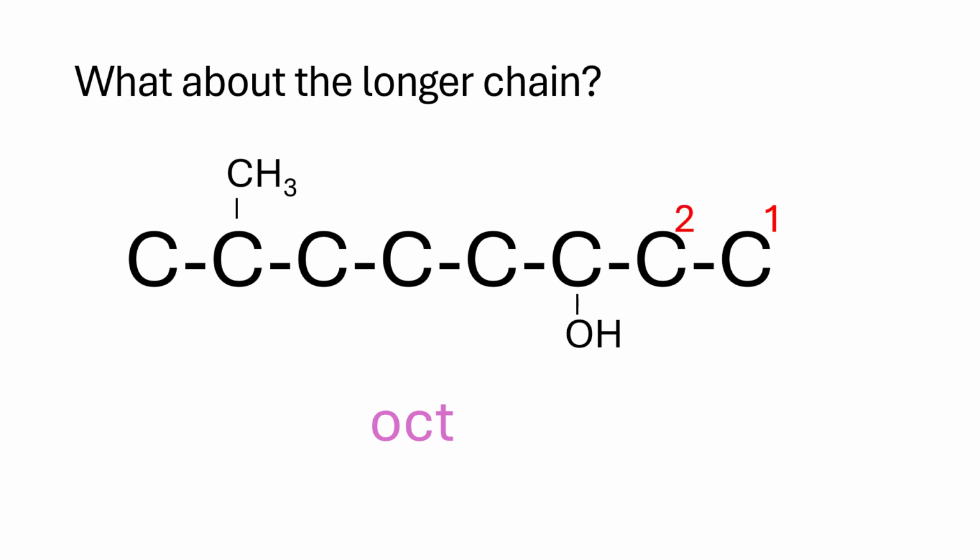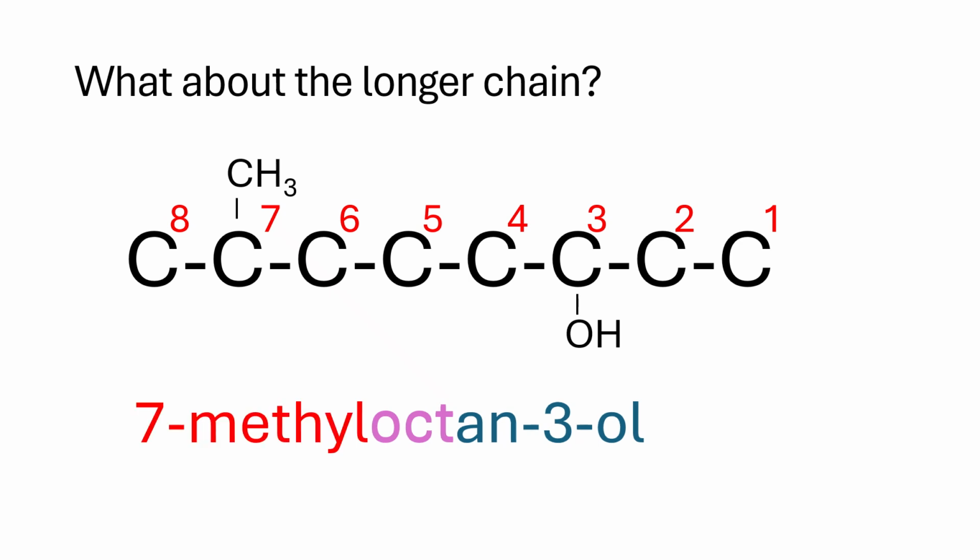So it's not okay to start from the other end where the methyl group is closer. This belongs to an alcohol, and with OH coming off from the third carbon, the main chain will be called octane-3-ol. And keep continuing to count, and the methyl group is hanging off the 7th carbon, so that concludes the name: 7-methyloctane-3-ol. Sounds long, but once you know how it works, this will be the most logical way to name the structure.